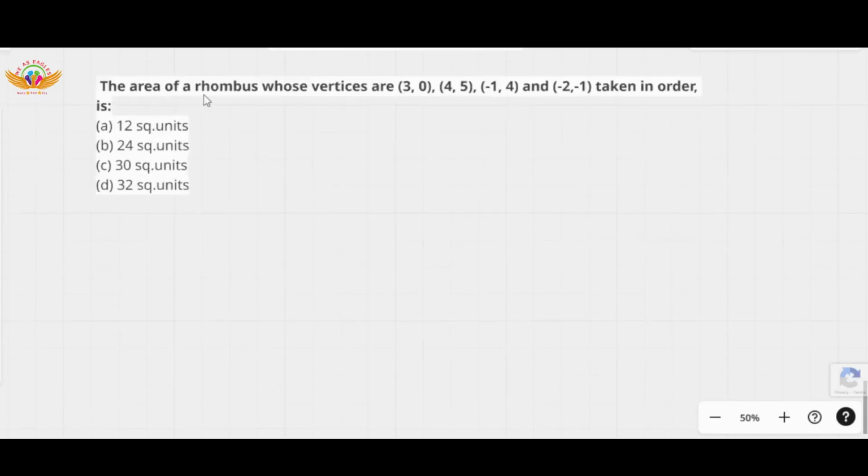The area of a rhombus whose vertices are, they have given 4 points taken in order, is, what is the area of a rhombus? First of all, you have to know this.